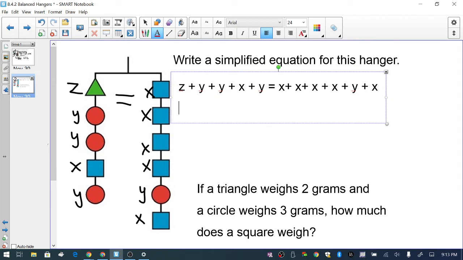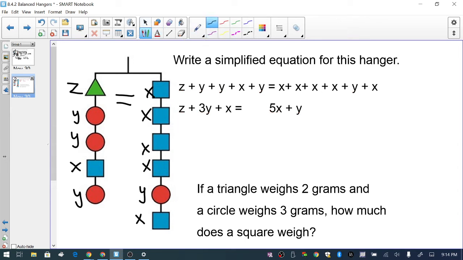Let's simplify this equation by combining like terms. On the left side, we have a z plus 3y plus 1x. And on the right side of this equation, we have 5x plus y. We can simplify this even more. Remember that if you subtract equal weights from both sides, the hanger stays in balance.